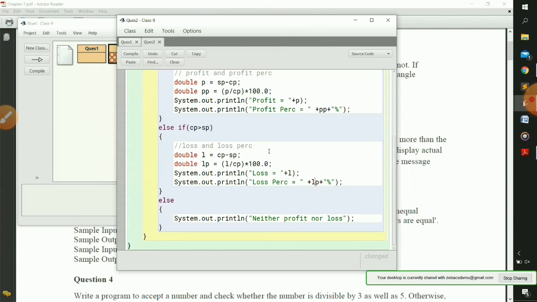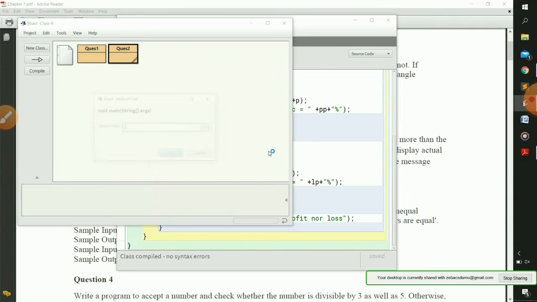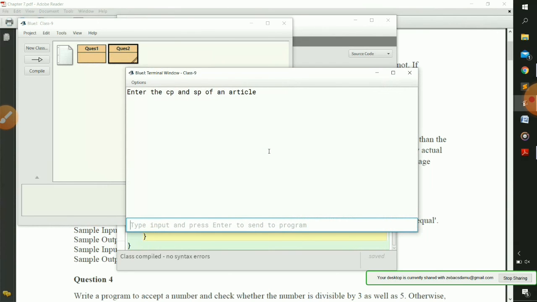Now let us try to execute this code and find out what output we get. Compile this code. See, we are not having any syntax error. We are good to go. So just running our code. Now it is expecting the CP firstly. So let us give it CP as 500.0. And it is asking for the SP, so let us go for 400.0. Now you can see CP is greater than SP, right? So what should happen? Actually you are suffering a loss right now. So see the output, loss is 100.0 and loss percentage is 20.0.